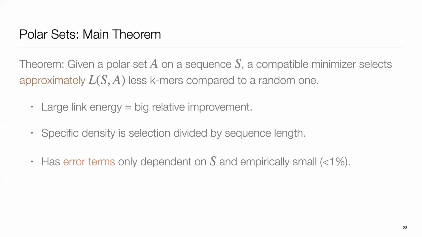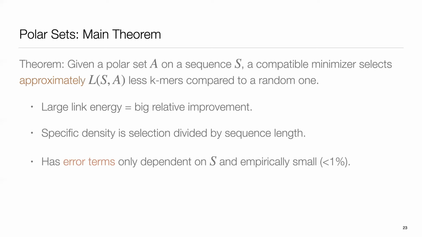We also want to make 2 quick comments. First, the specific density we are talking about is defined as the number of selected locations over the number of cameras, or somewhat equivalently the sequence length. So optimizing the link energy also directly optimizes specific density. The second point we want to make is that we use the term approximately.